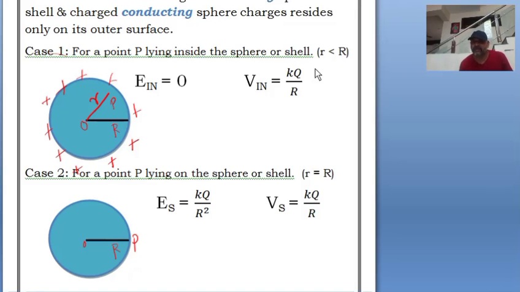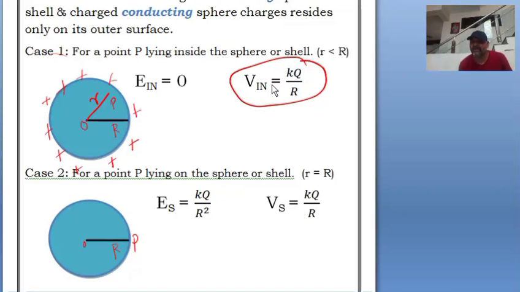And the electric potential at any point inside the shell, or at any point inside the charged conducting sphere, is given by kq divided by capital R. Just observe this equation, kq divided by capital R. Here, notice that the potential on the sphere is also kq by R, and at any point inside the sphere the potential will be equal to kq by R.